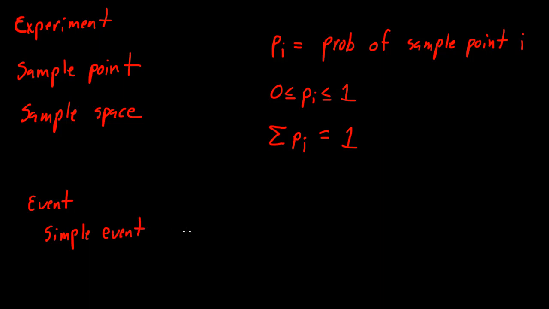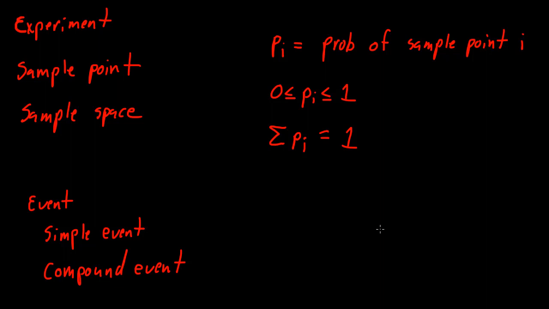And a simple event just has a single sample point in there. And we also have what is called a compound event, which is an event that has at least 2 sample points associated with it. So more than one sample point.